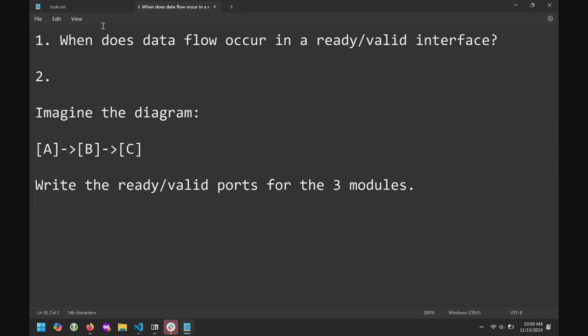Okay, cool. So let's talk about it. When does data flow occur in a ready valid interface? It's ready valid.